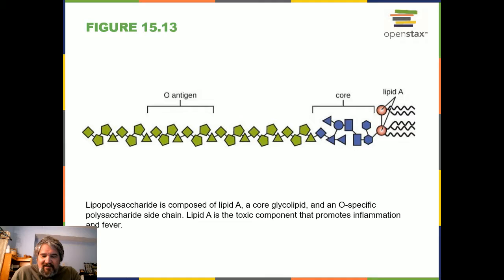So you know which Gram reaction you would get in a cell that has LPS. Hopefully. It's Gram negative. Okay. The outer membrane, right?